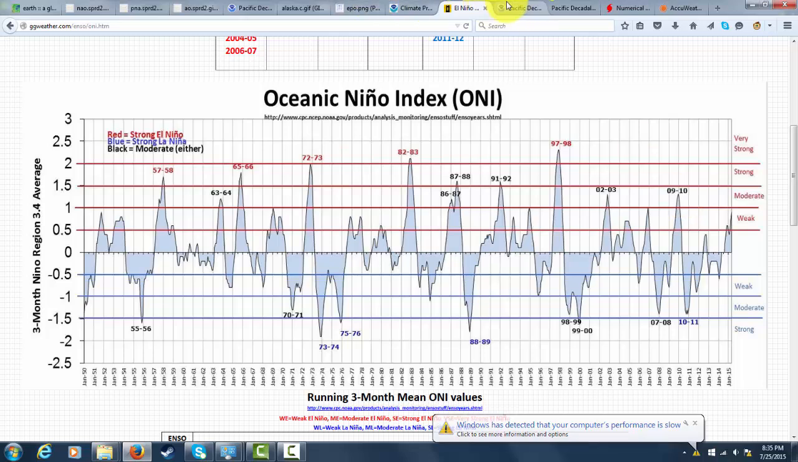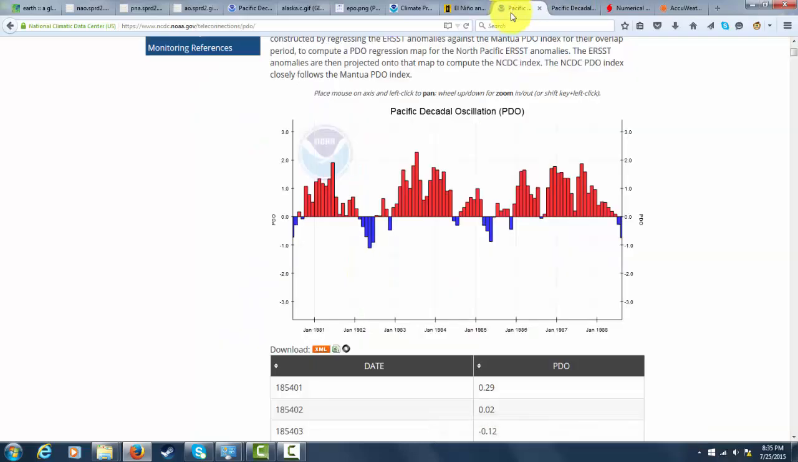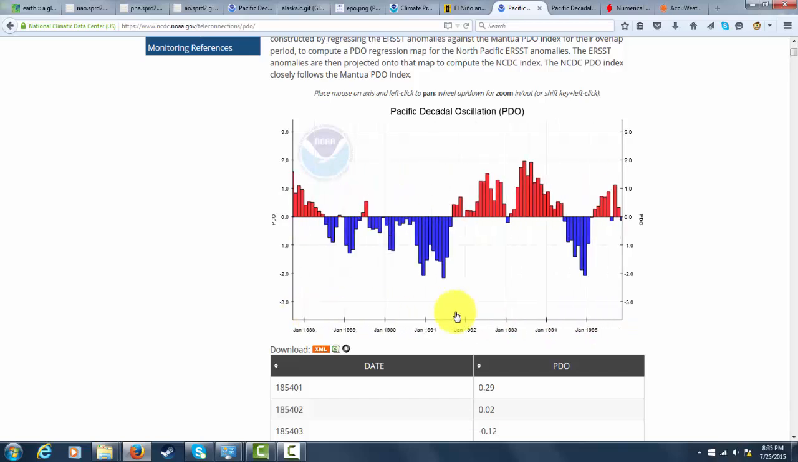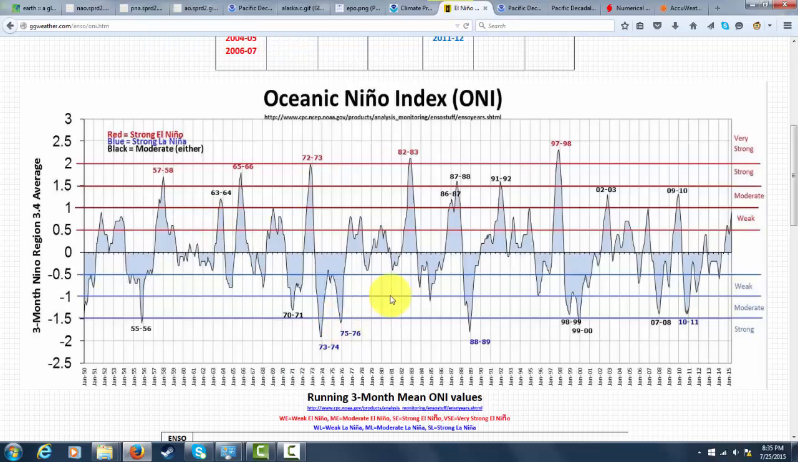Now, getting into this graphic a little bit, there's a little bit to explain the correlation between the PDO phase and the El Nino. Currently, this is the 97-98 year. And it looks like the PDO is pretty strongly positive during this year. Coincidentally, the 97-98 year was one of the strongest El Nino years on record.